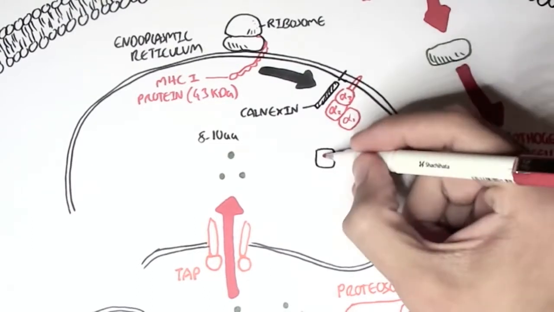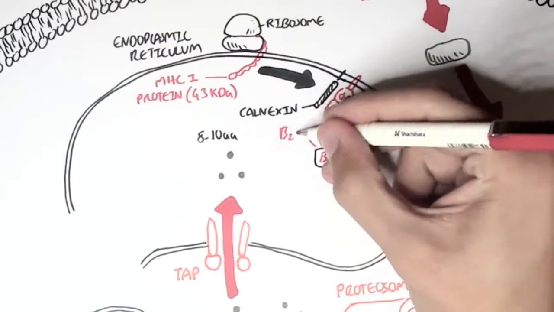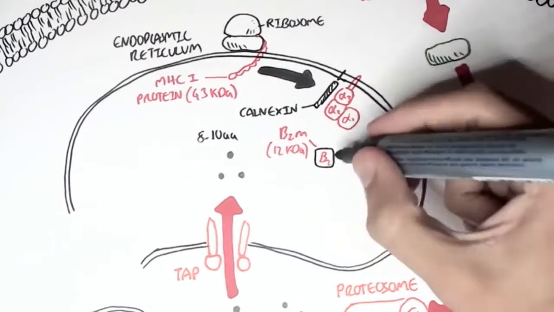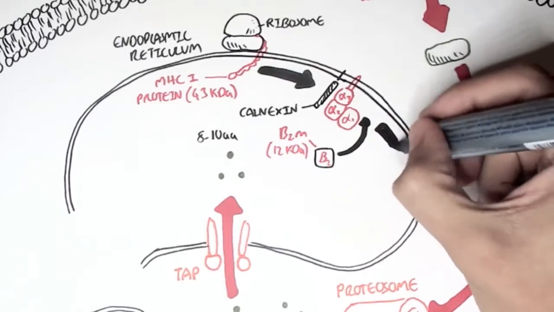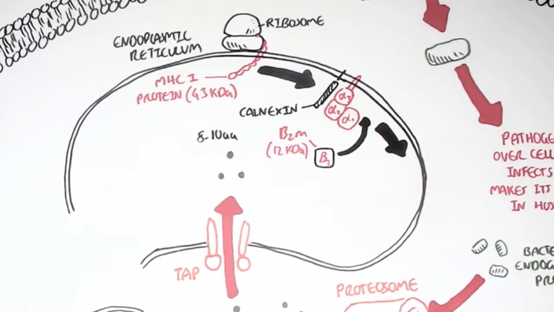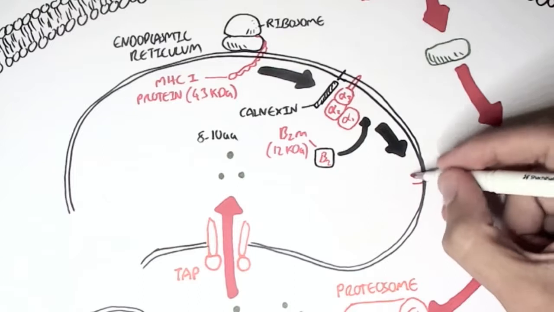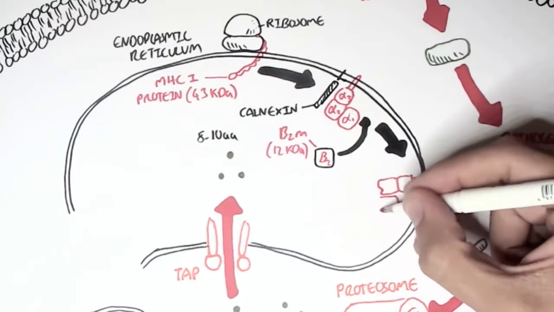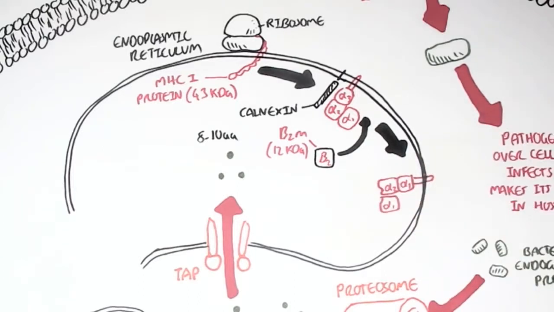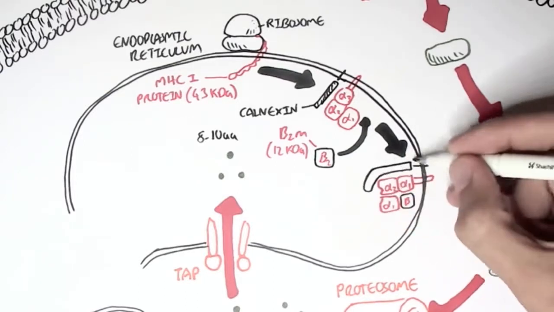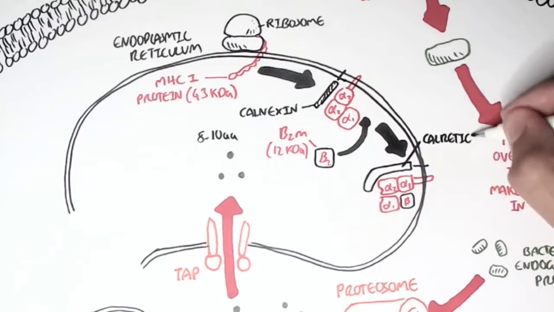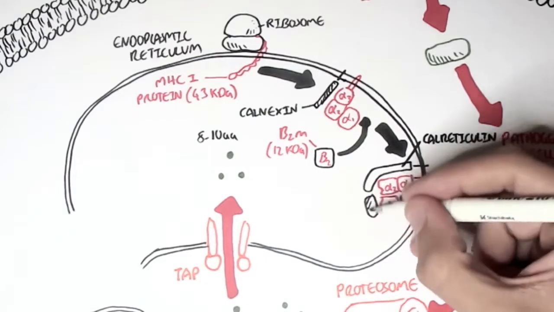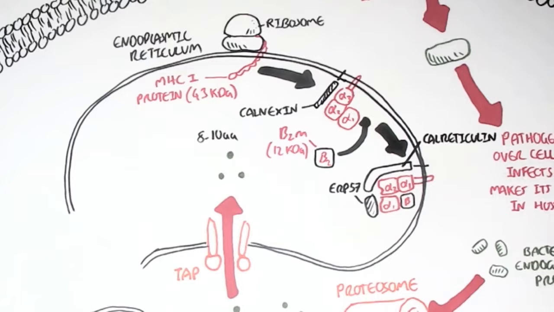Following this, another protein, which is a microglobulin, beta-2M, about 12 kilodaltons in mass, will actually attach to this incomplete MHC class 1, which will essentially complete it. So now we have a complete MHC class 1 made up of alpha 1, 2, 3, and beta 2 domains. Now, at the same time, there will be other proteins attaching on this MHC class 1, specifically calreticulin and ERP57.